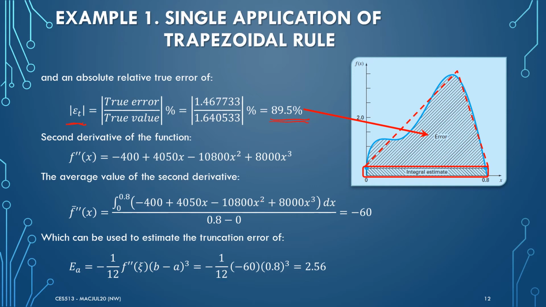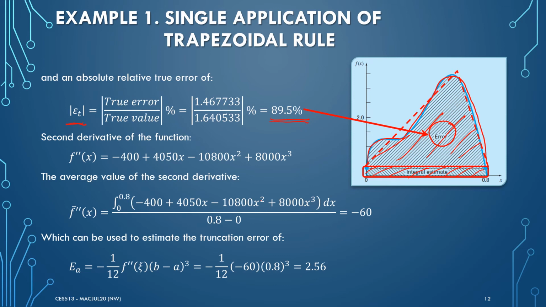The reason for this large error can be seen from the figure here. Notice that the area under the straight line neglects a significant portion of the integral lying above the line. That is the area under this actual function. So that's why we have a very large error.